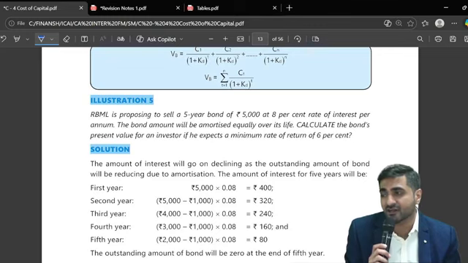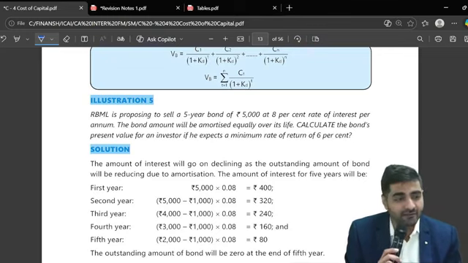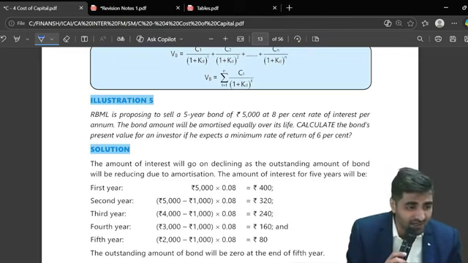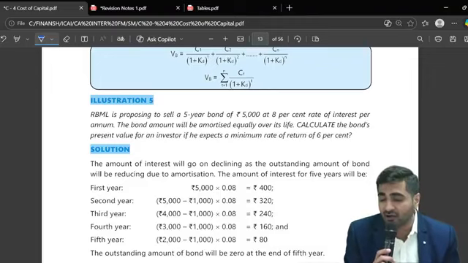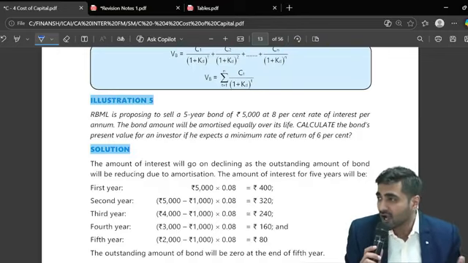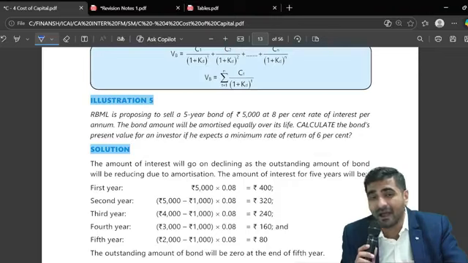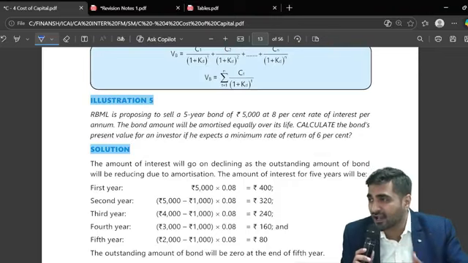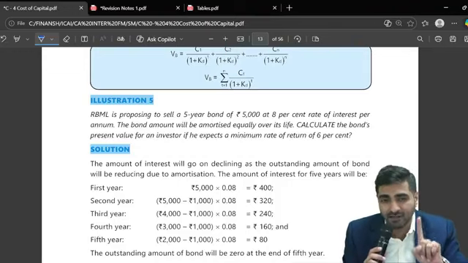Let's say, for example, your bond has a face value of 5,000 in this question, and the life of the bond is 5 years. So every year, how much amount will be amortized? 1,000. Amortized means how much amount will be given back to the bondholder. So every year, 1,000 is the amount which is given back to the bondholder.